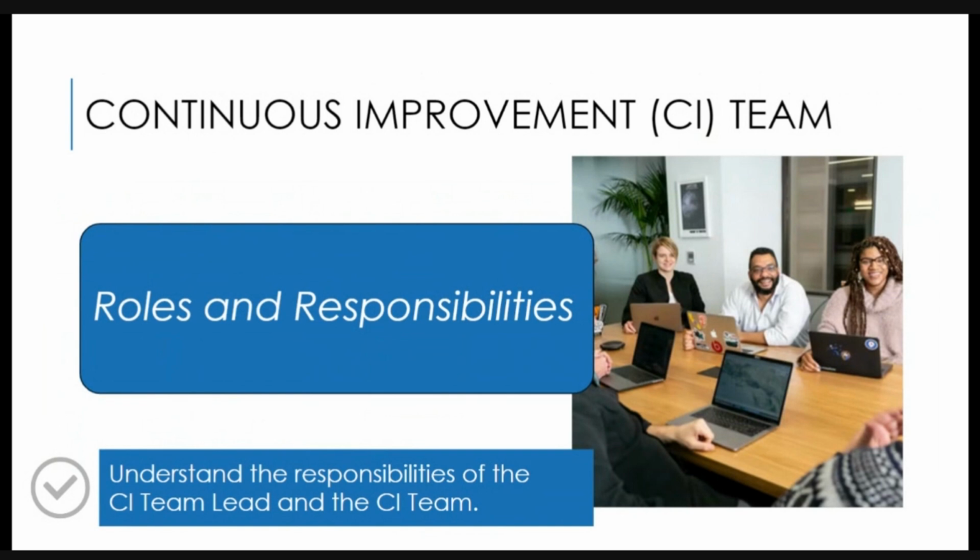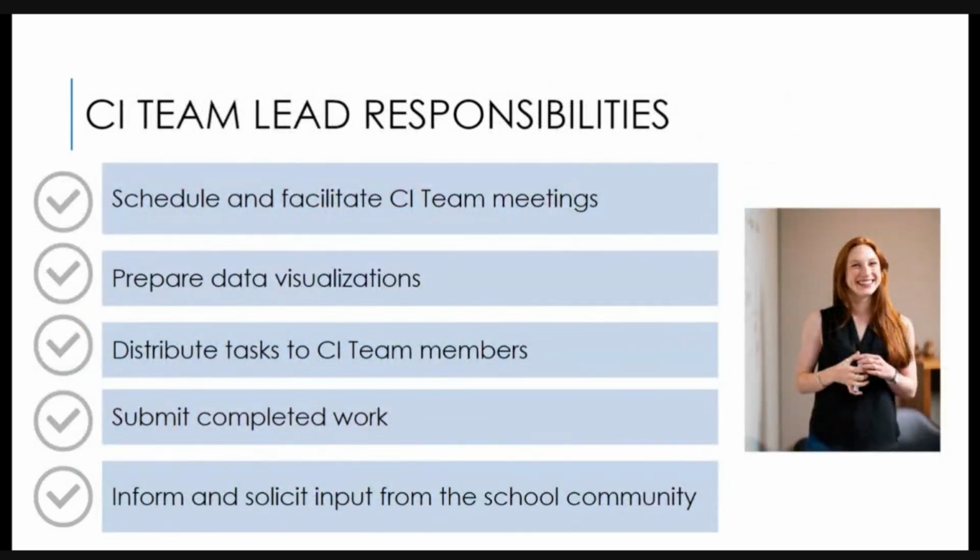So we're now going to take a look at the responsibilities of the continuous improvement team lead and the CI team. As a CI team lead, you're responsible for scheduling and facilitating meetings throughout the school year, preparing data visualizations, distributing tasks to team members, submitting the completed work, and informing and soliciting input from the school community to support the school's continuous improvement efforts. Deliberate and strategic efforts should be made to engage the broader school community in this work.